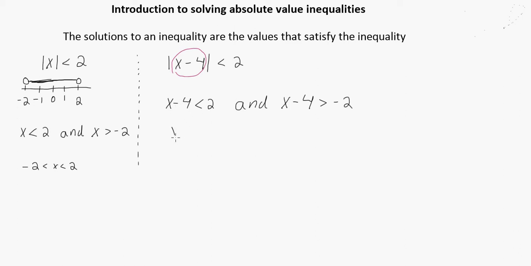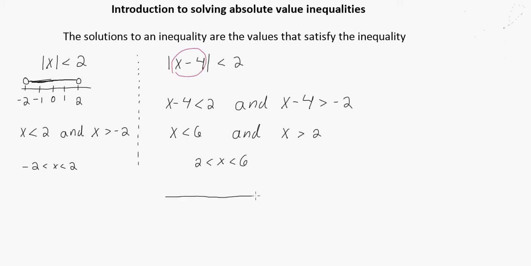I add 4 to both sides, and I have x is less than 6, and do the same thing over here. Add 4 to both sides. x is greater than 2. Okay, and as a compound inequality, this is 2 is less than x is less than 6. Let's look at this graphically.